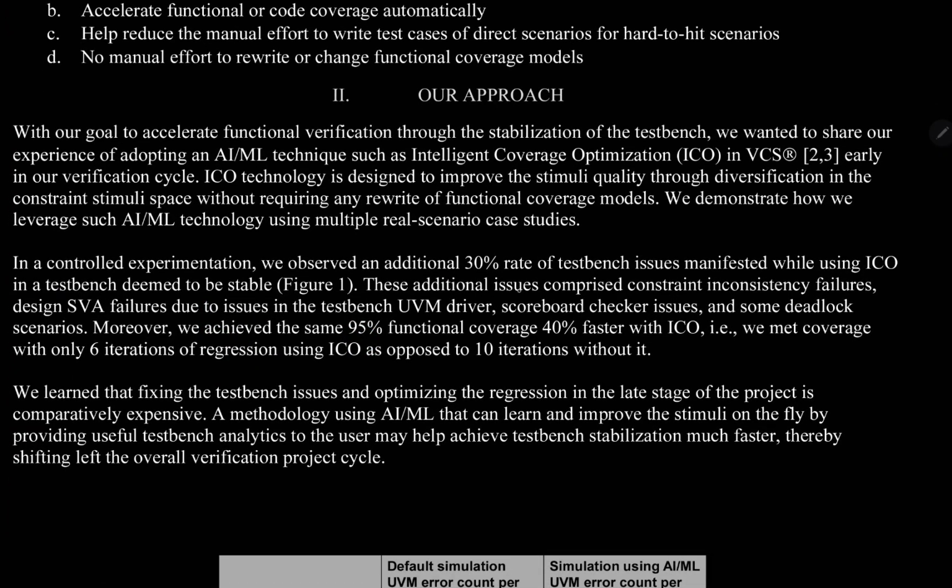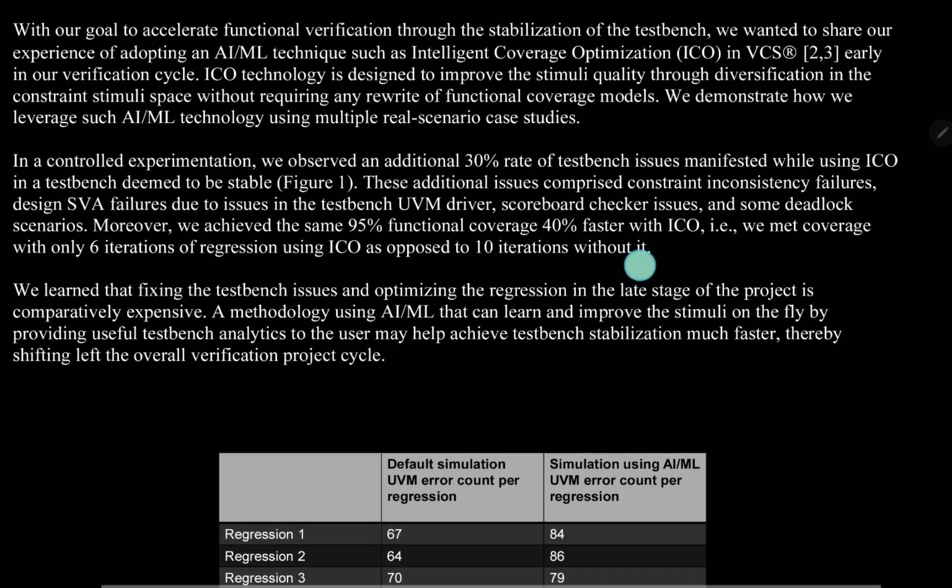These additional issues comprise constraint inconsistency failures, design failures due to issues in the test bench UVM driver, scoreboard checker issues, and some deadlock scenarios. Moreover, we achieved the same 95% functional coverage 40% faster with ICO, that is, we met coverage with only 6 iterations of regression using ICO as opposed to 10 iterations without it.